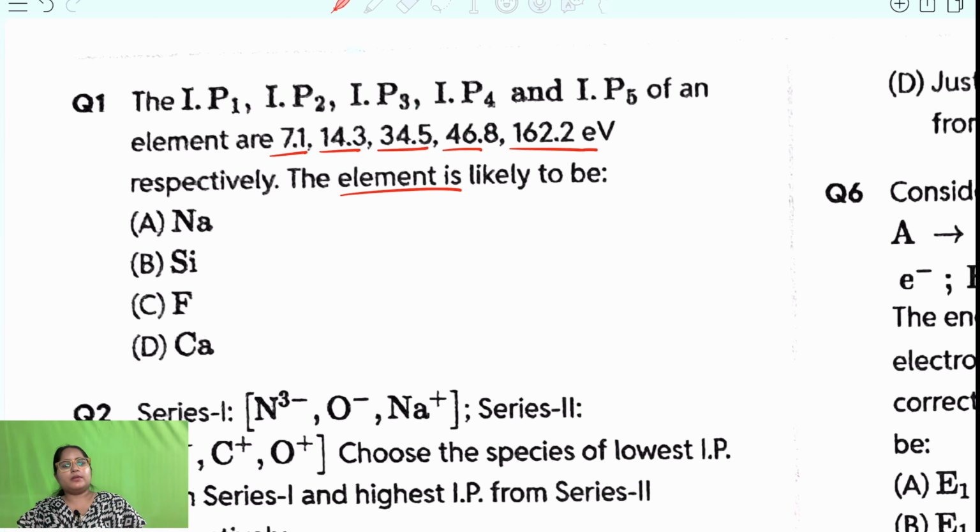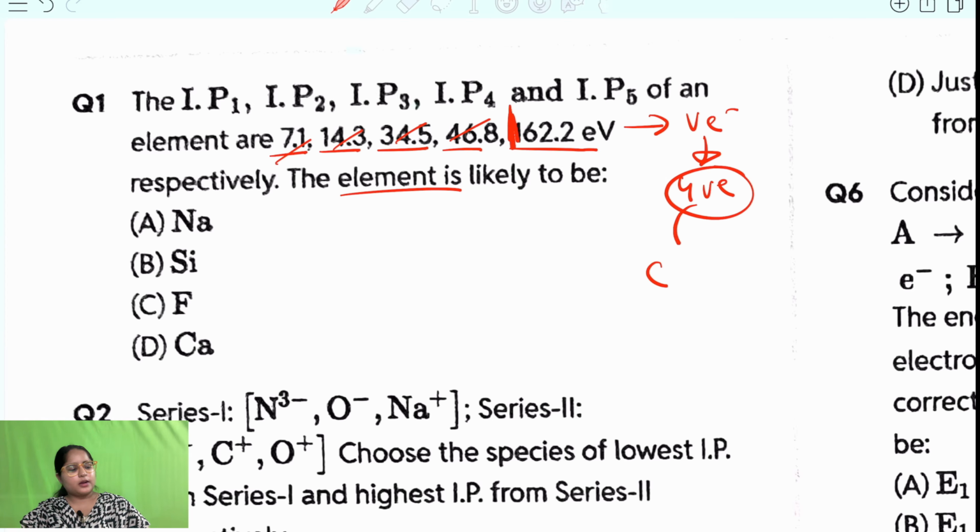The element will be, we have solved this type of question so many times in our class. So, you just see the sudden jump. 46 to 162, here we are seeing a sudden jump. So, before the sudden jump, how many IPs are there? 1, 2, 3, 4, which will be equal to the number of valence electrons. So, how many valence electrons? 4.